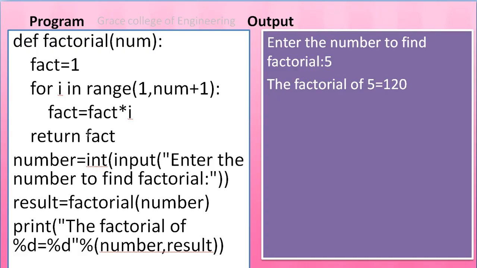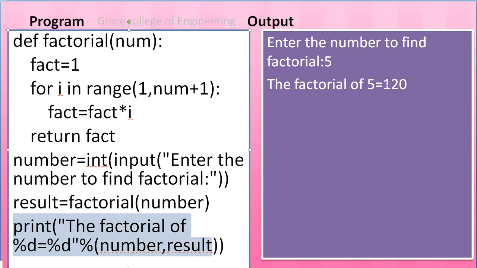This is the program. Already I explained. The function is def factorial of number, fact, and a for loop is used here. Finally the result will be stored in fact. Here the number is got from the user and the function is called with the parameter, and finally it will be stored in the result and the result will be placed here in this print statement. The output is: enter the number to find the factorial, 5. Factorial of 5 is 120.